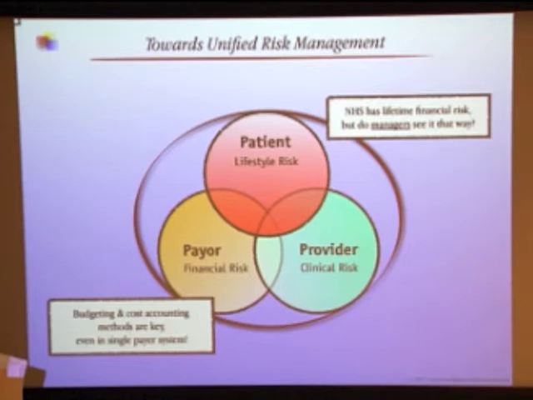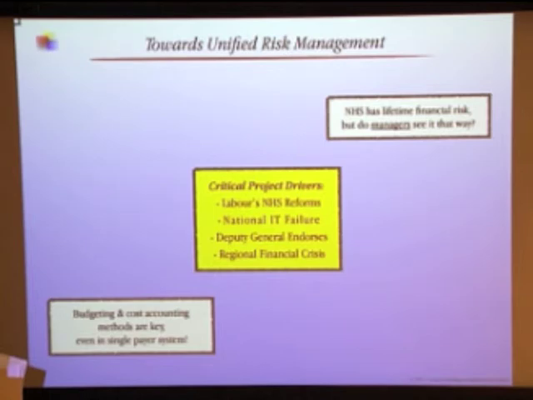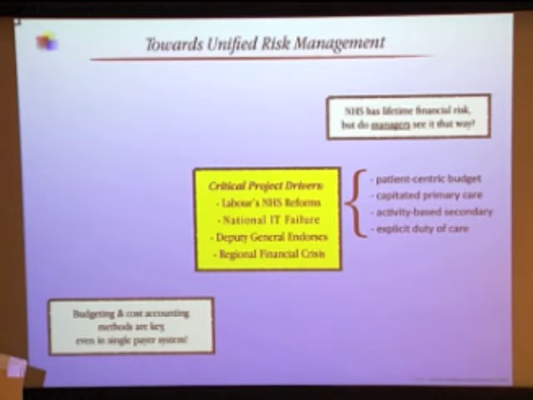So when we're thinking about this whole issue of single payer and risk, and if you're going to be an accountable care organization, you have to think about how you permeate that risk management process down into how you budget, how you account for cost, et cetera. In the NHS, the key reform is that they moved under Labour to patient-centric cost accounting, or patient-centric budget, I should say.